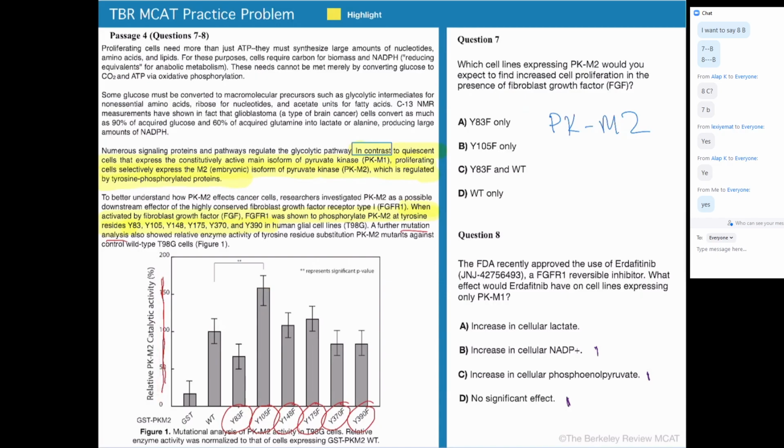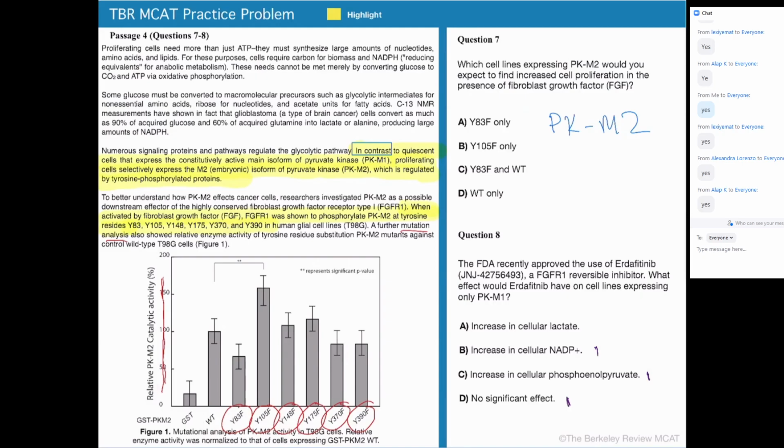Are you guys with me? Okay. And everything else, nothing happened. It's not lower, it's not greater. They're all within the error bars of the wild type, which is the control. So these ones don't matter.